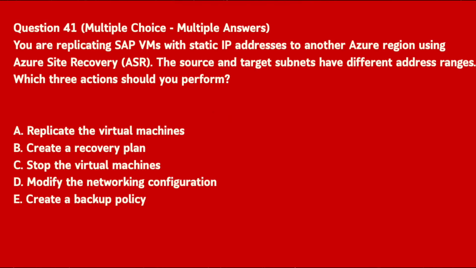You are replicating SAP VMs with static IP addresses to another Azure region using Azure Site Recovery. The source and target subnets have different address ranges. Which 3 actions should you perform?